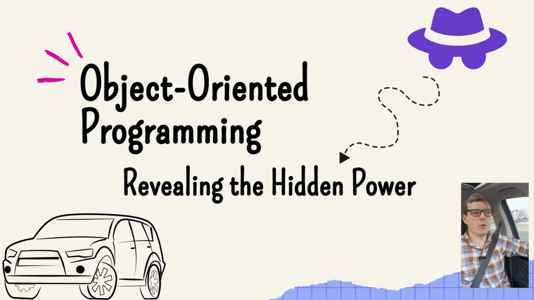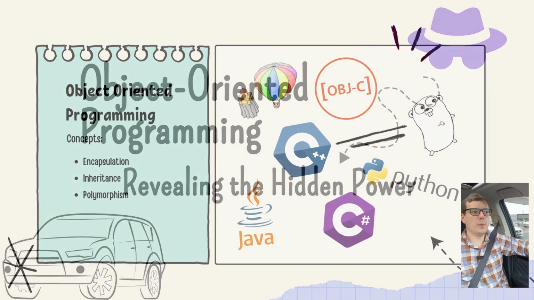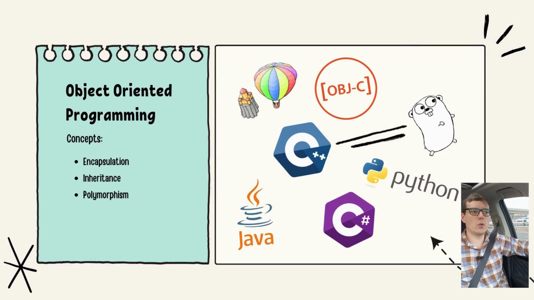Object-oriented programming has been very popular during the last decades, but why is it so popular? Why is it so powerful? Behind object-oriented programming we have three concepts: encapsulation, inheritance, and polymorphism. All three are important for object-oriented programming, but are they equally important? So let's try to understand it.